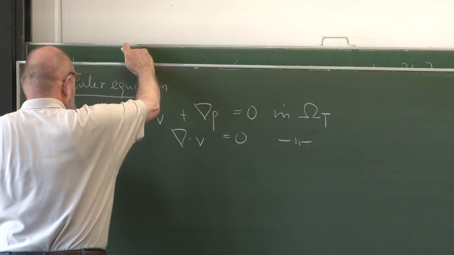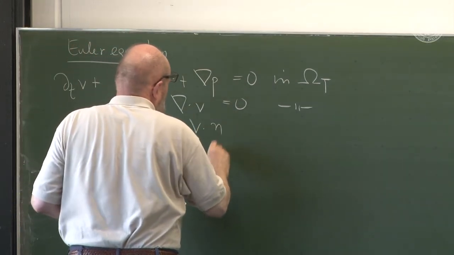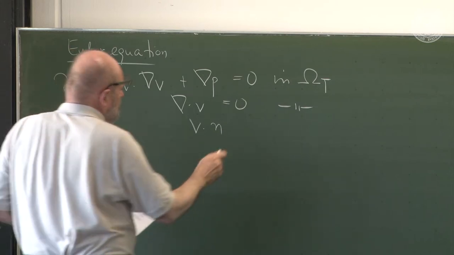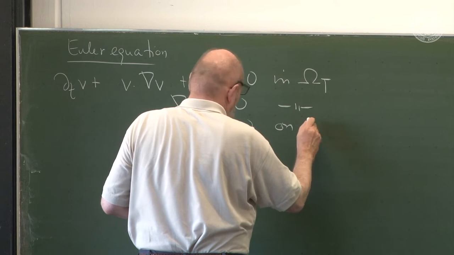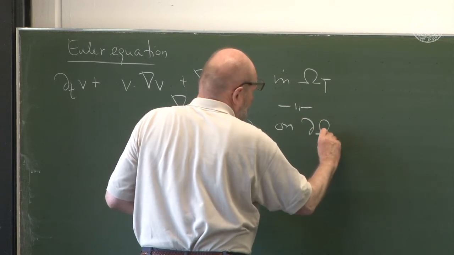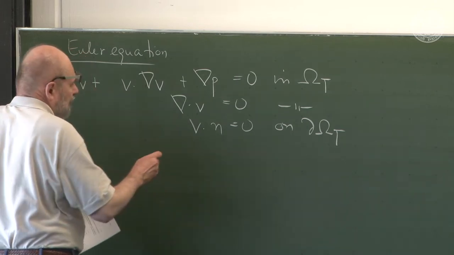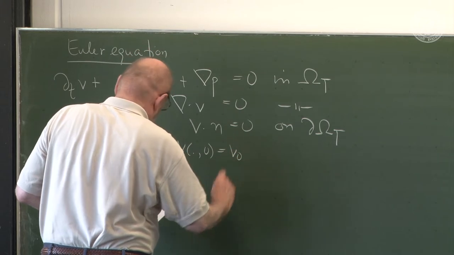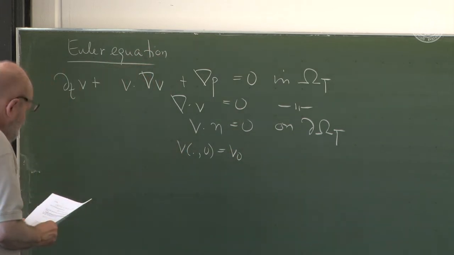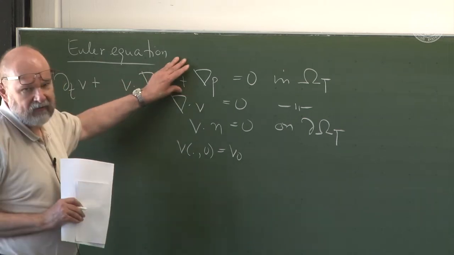And as boundary condition, which is the most natural boundary condition, the normal component of the velocity is zero on the boundary of the space-time cylinder. And then we still need an initial condition, and that is given: we have a given vector field. Okay, so it's basically our old equation, but one term is missing here.